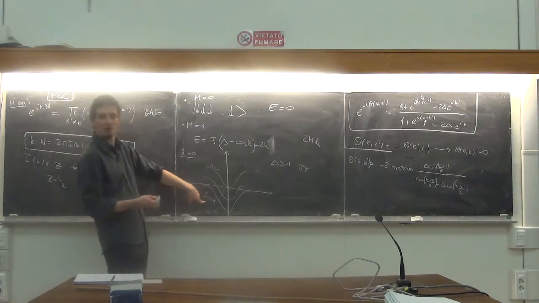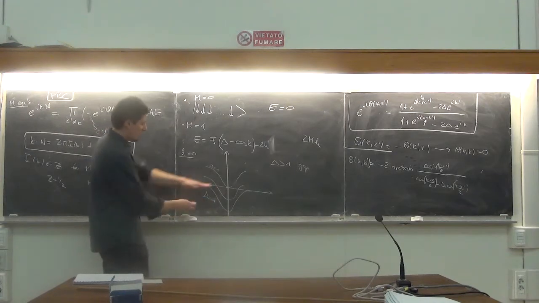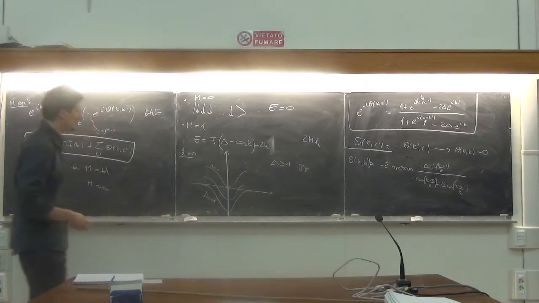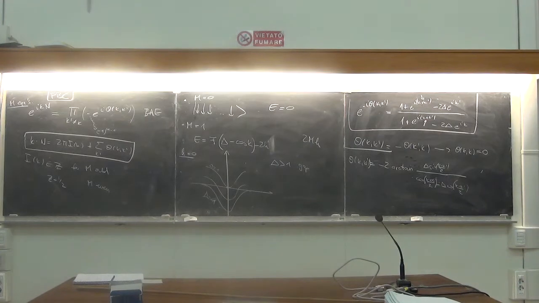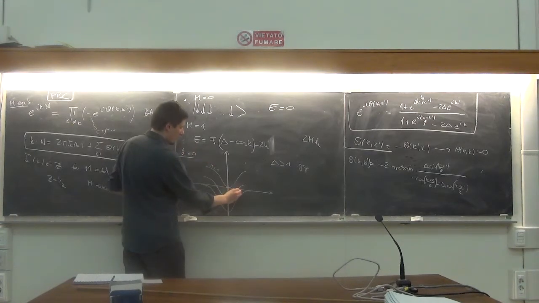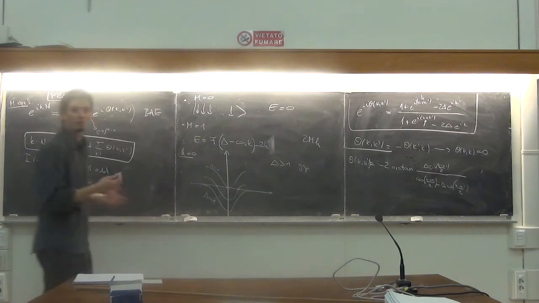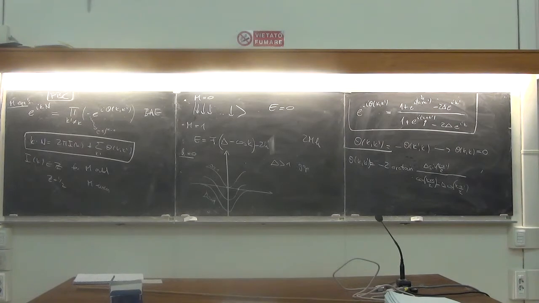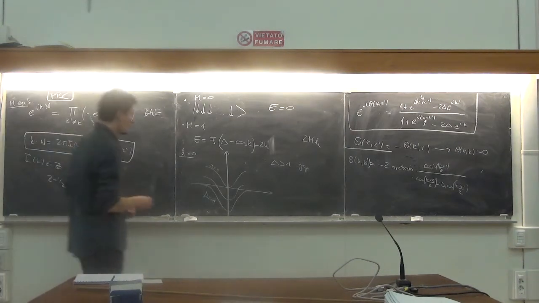Because if delta is smaller than minus 1, then my energy will always be negative, and again, it will be a gap. But when we are between the two, then here it's negative, here it's positive, we can have zero energy or very low energy excitations, gapless excitations.